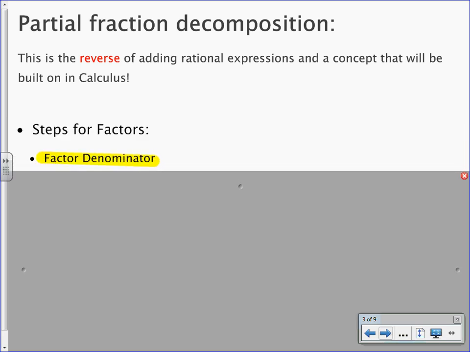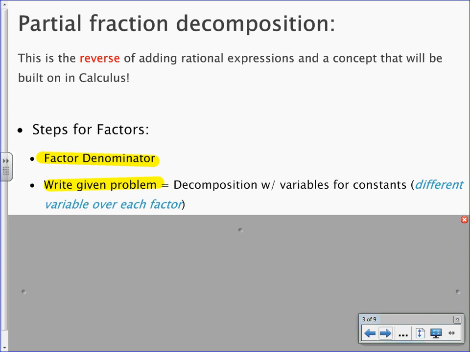The first thing you're going to need to do is factor the denominator. However many factors there are in our denominator, that's how many fractions we're going to break it apart into. Okay, so if we have 3 factors downstairs, we're going to have 3 fractions that we're breaking this apart into. So knowing that, we're going to write the 3 fractions that we want.